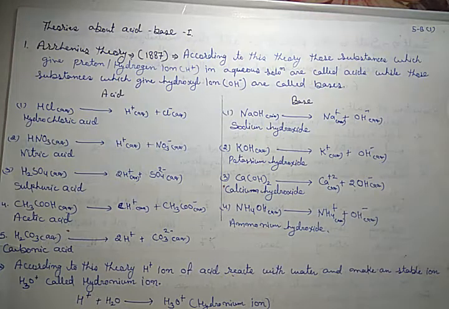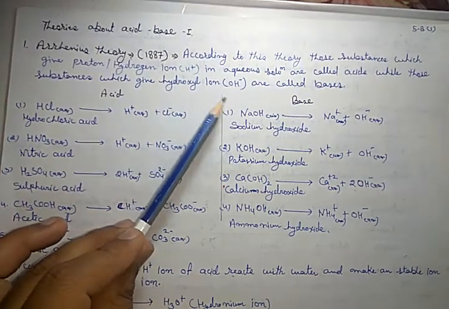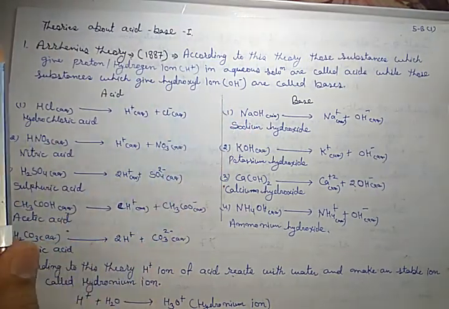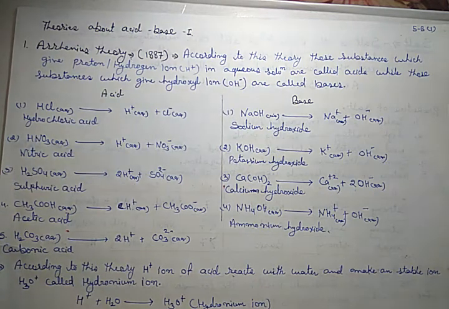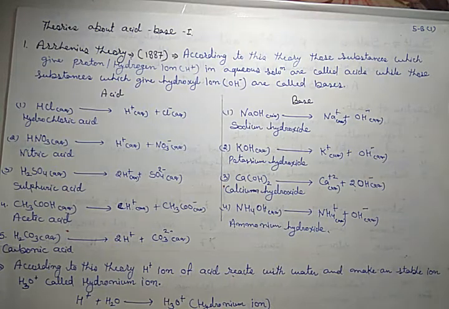are called acids, while those substances which give hydroxyl ions, that is OH- ions, are called bases. So simply, proton donors in aqueous solution are called acids, while hydroxyl ion donors, OH- ion donors, are called bases.